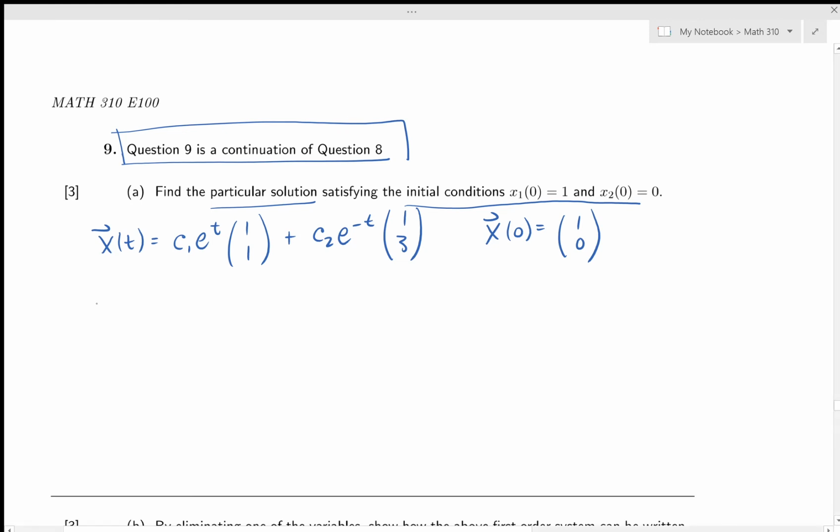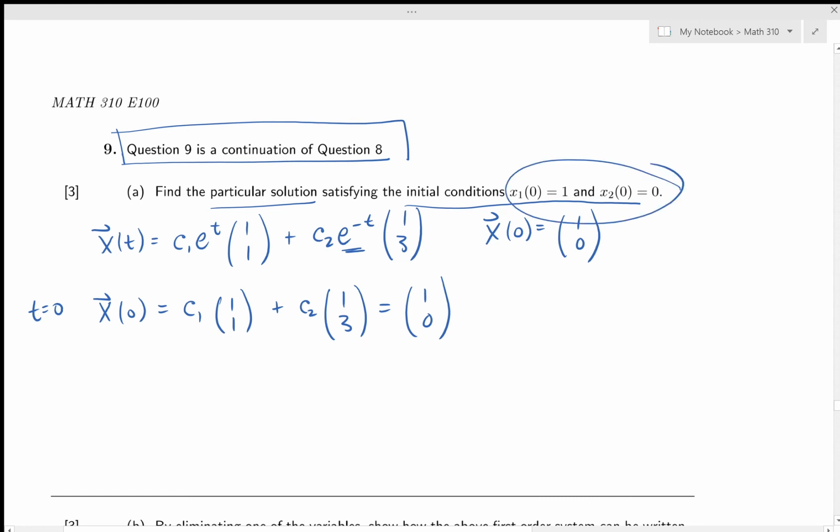So I know that x of 0 is equal to C. Now I'm putting t equals 0. I get C1, and e to the 0 is 1. So I have (1, 1) here. And then I have C2, and I put t equals 0 here, and I get 1, so that goes away. And then I know that that is supposed to be equal to (1, 0), because I got told that. That's the initial conditions. That's where this is coming from.